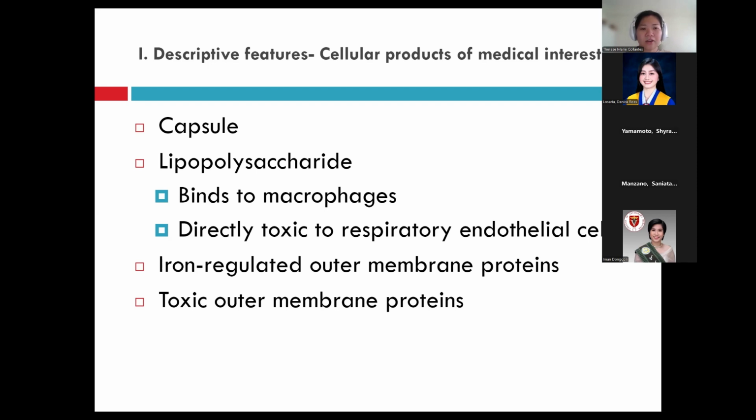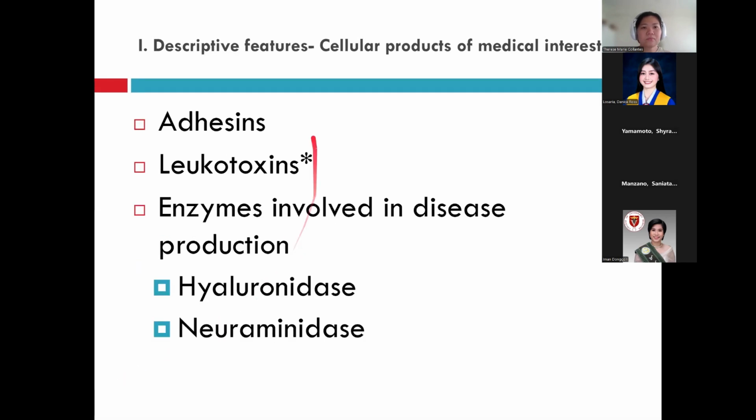And then you also have the outer membrane proteins. They are iron regulated, and these are considered toxic as well. And then we have the adhesins. We are familiar with adhesins. They allow the bacteria to attach to the cells. And then you also have the toxins, which will also act as a defense mechanism against the leukocytes.